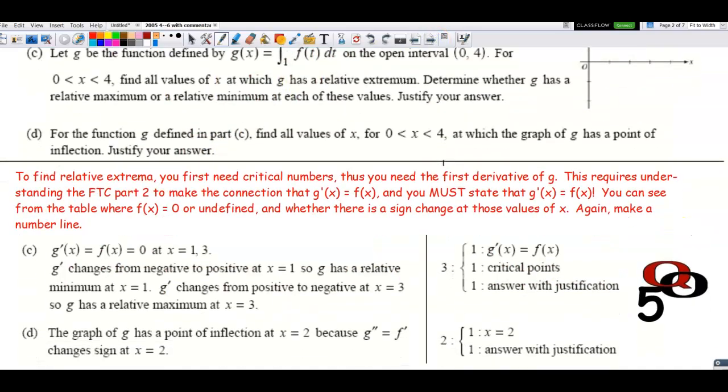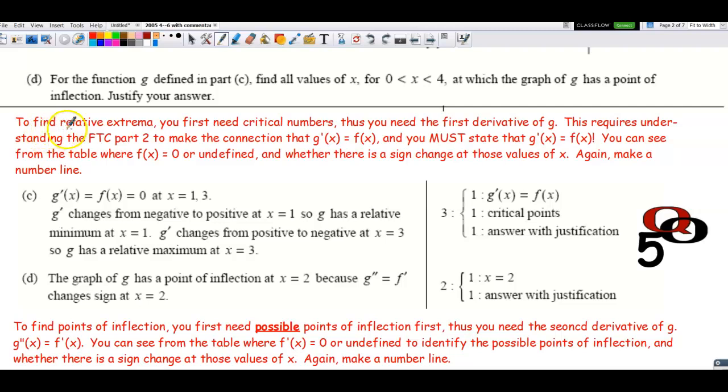All right, so looking at the answers for letter C, to find a relative extrema, you first need critical numbers. So you need the first derivative of g. I just talked about that already in the video. So there's that connection point that I was talking about. We need to show the reader that we understand the connection between g and f, and there's 1 point for the connection, seeing that the reader has to see it written.